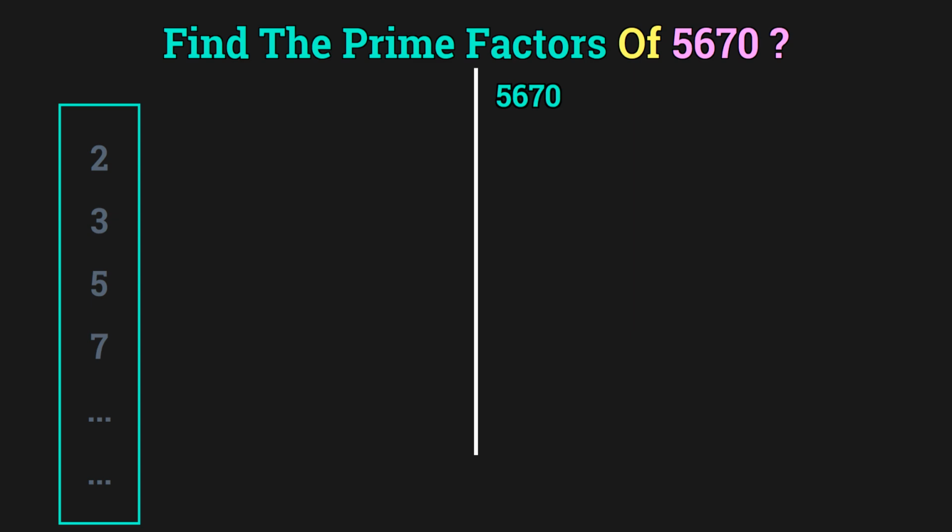Dividing 5670 by 2, which equals 2835. So 5670 divided by 2 equals 2835.